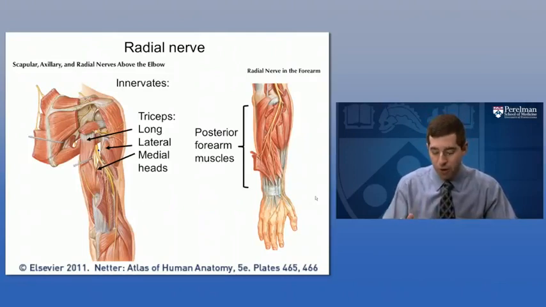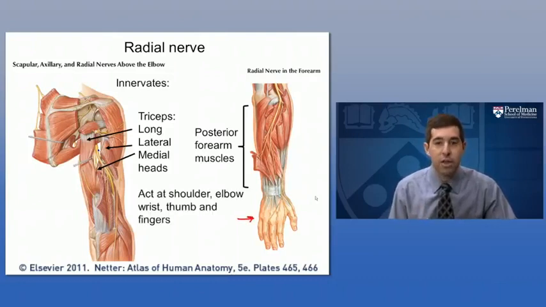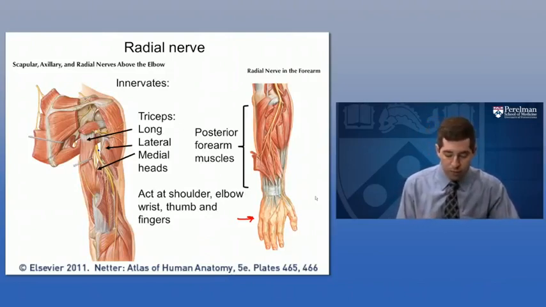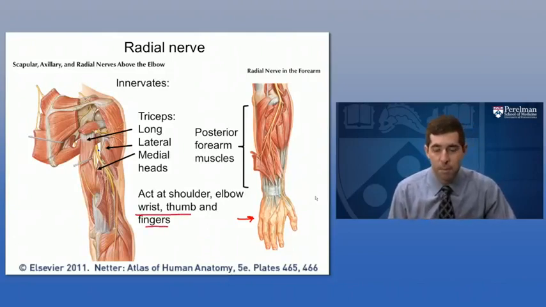Those posterior forearm muscles coming down to cause that extension of the wrist and the extension at the MCP joints. So the radial nerve does act at the shoulder, at the elbow, at the wrist. It does act on the thumb as well through the abductor pollicis longus and the fingers, again, at those MCP joints. But remember, primarily here for a radial nerve lesion that's occurring at the spiral groove, we're really looking more at these last few portions, primarily, again, the wrist and fingers that patients would complain about.